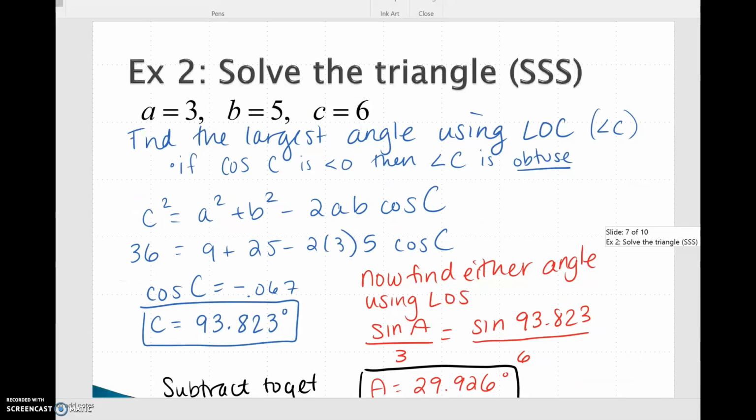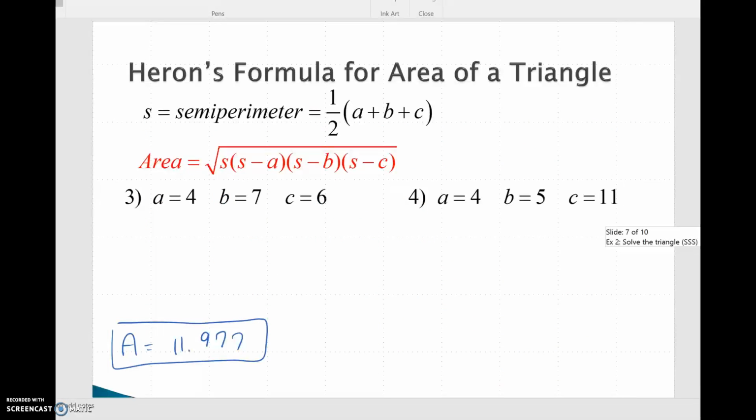Okay, last up is Heron's formula. Heron's formula is another way to find the area of a triangle when you only know 3 sides of a triangle. Essentially what you need to do is you need to first find what's called the semi-perimeter, and then you take the semi-perimeter and multiply it by the semi-perimeter, subtracting each of the sides. So if we were to go ahead and do number 3 together, we would first find our semi-perimeter. So we would do half of 4 plus 7 plus 6, which would give us 8.5.